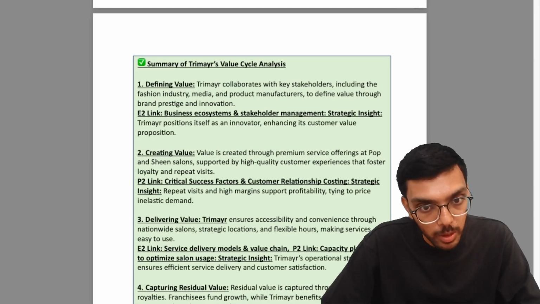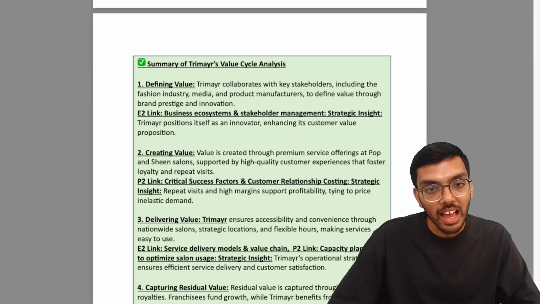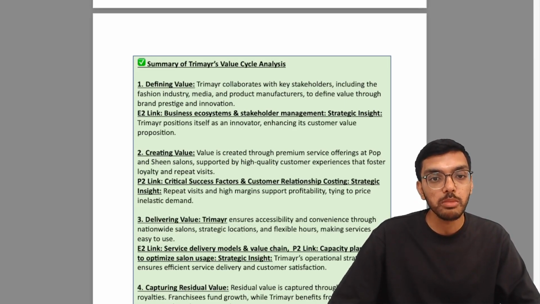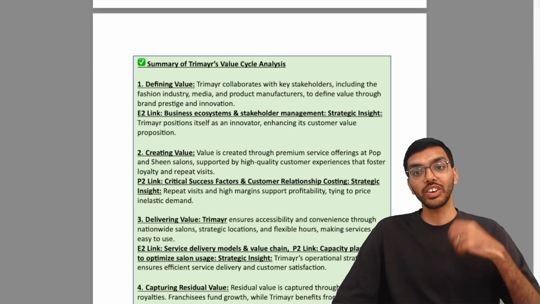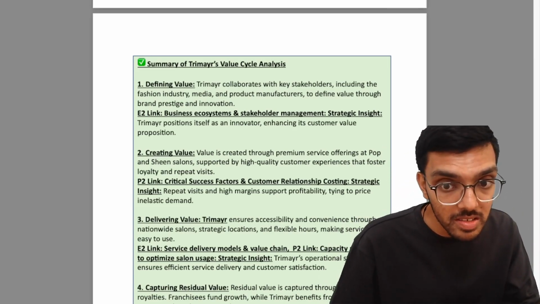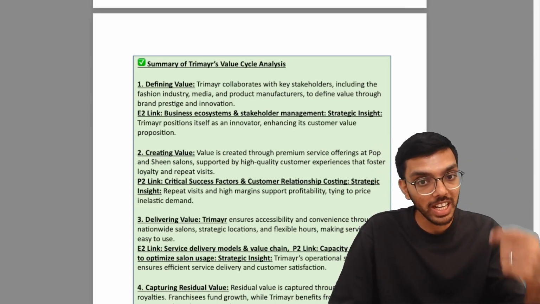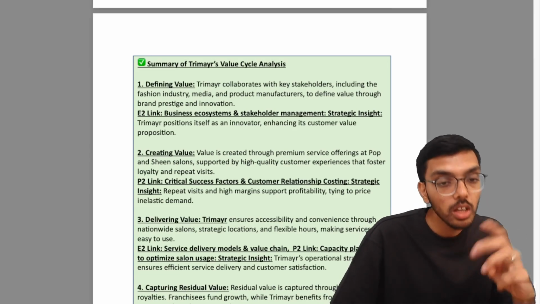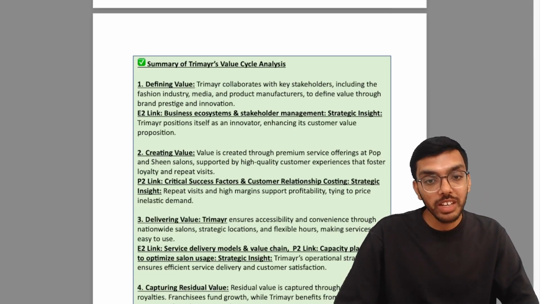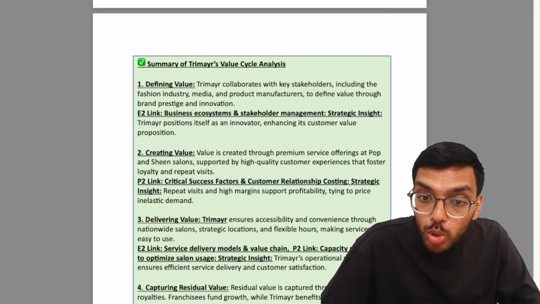Second is creating value. Value is created through premium service offerings at pop and sheen salons, supported by high quality customer experiences. So again, critical success factor is your high quality customer experience, making sure that we achieve that by providing good innovative premium services. Third, delivering value. How do we deliver value? Trimayr ensures accessibility and convenience through our salons, flexible working hours, making it easy to use.